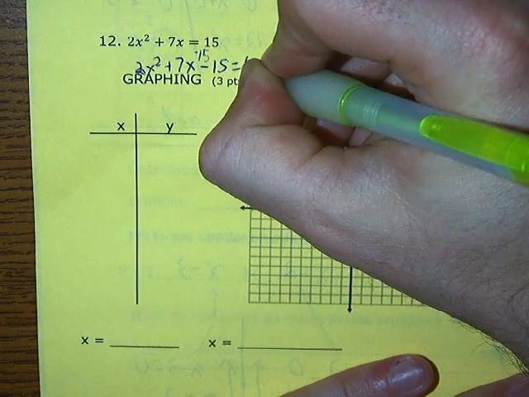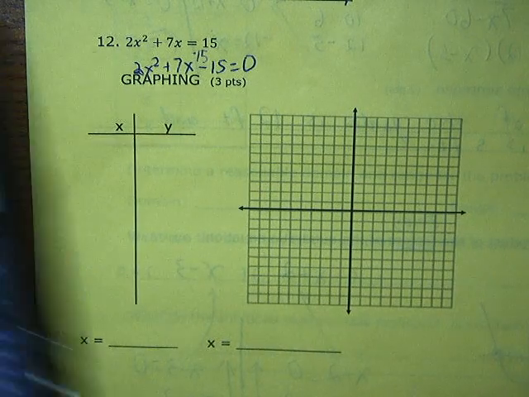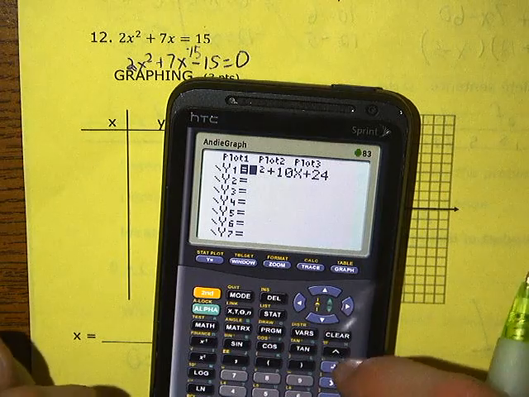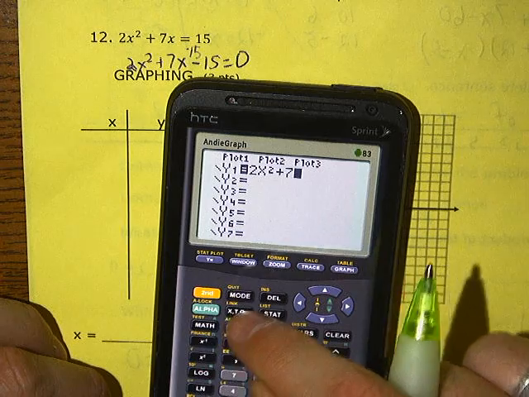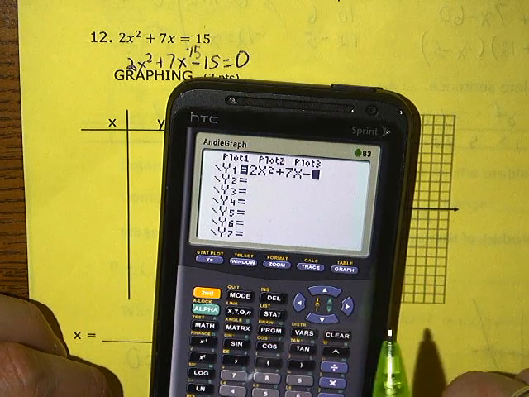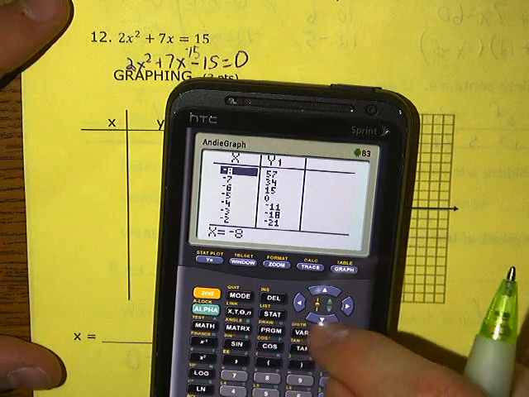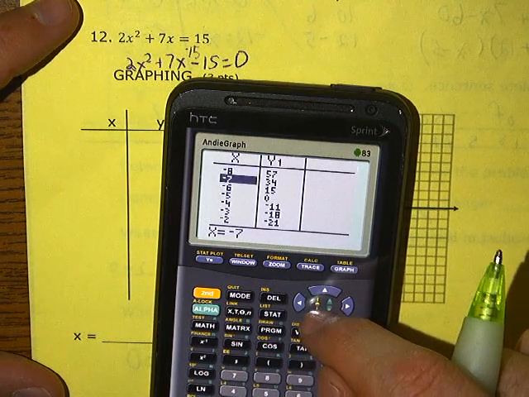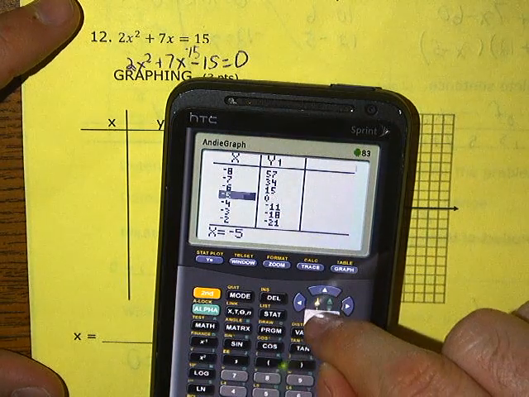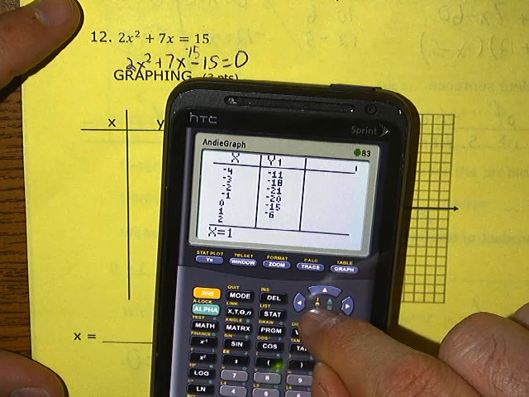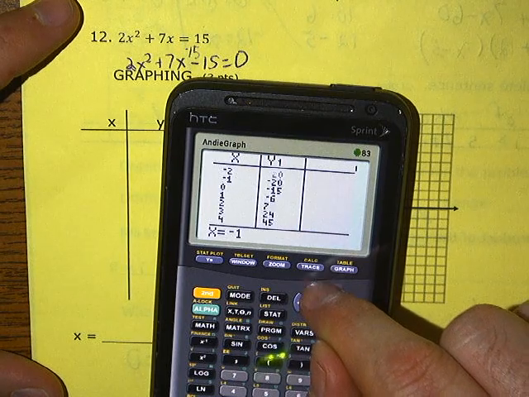Minus 15 equals 0. Okay, once I've got that, I can once again go to the calculator. 2x squared plus 7x minus 15, and then go to my table. Now, I can see on my table that negative 5, 0 is going to be one of my answers. So I want to look for some more points and see if I can find a line of symmetry somewhere. Nope, no symmetry.